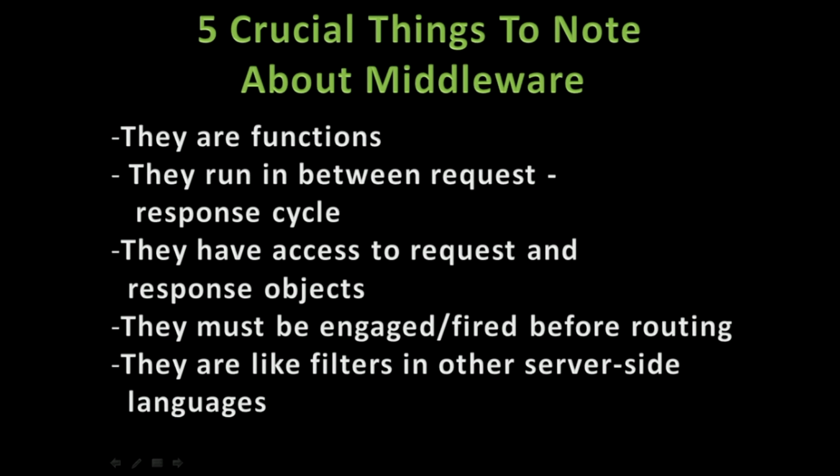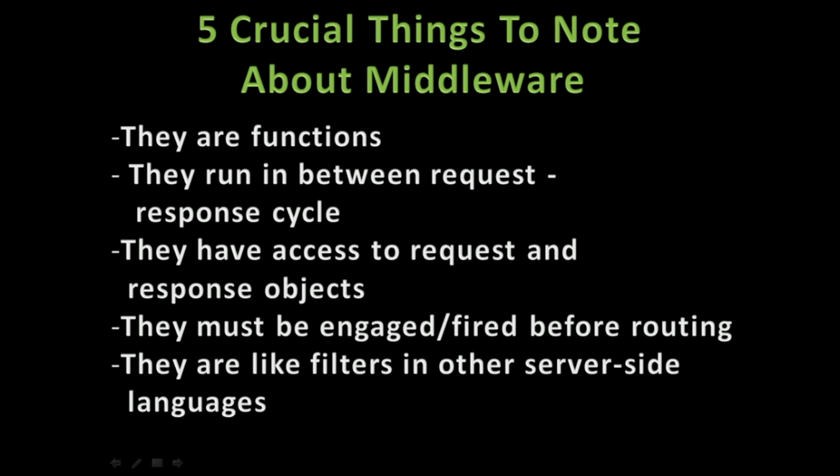The third one, they have access to request and response objects. So if you want to get something from the request, we have request.method, we have request.url, we have request.body, all those things. Even request.body is from another middleware. So you can even add to the request object. If you have a particular property you want to add to it, you can also do that.